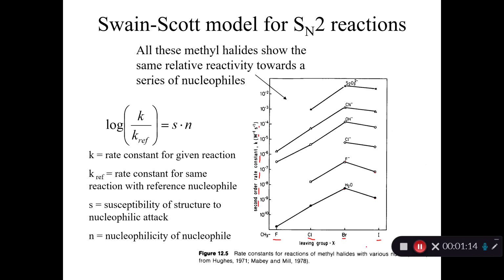Swain-Scott model. So the Swain-Scott model is saying that the log of the rate constant of the reaction that you're interested in, divided by the rate constant of a similar reaction, a reference reaction, is equal to N, which is the strength of the nucleophile, times S, which is the susceptibility of the carbon backbone to this kind of attack. And what becomes really powerful about the Swain-Scott model is that it is a way of quantifying how strong each of these nucleophiles is by giving it an N value.